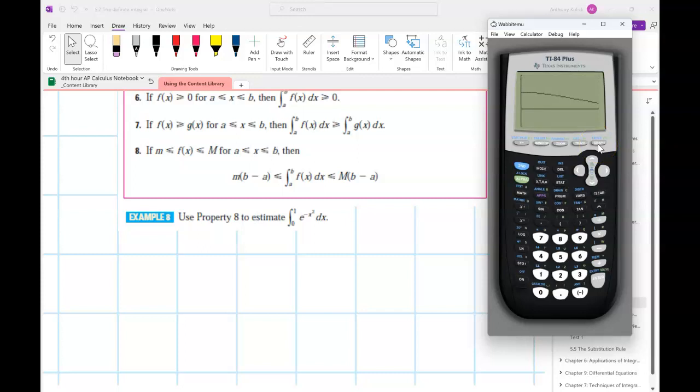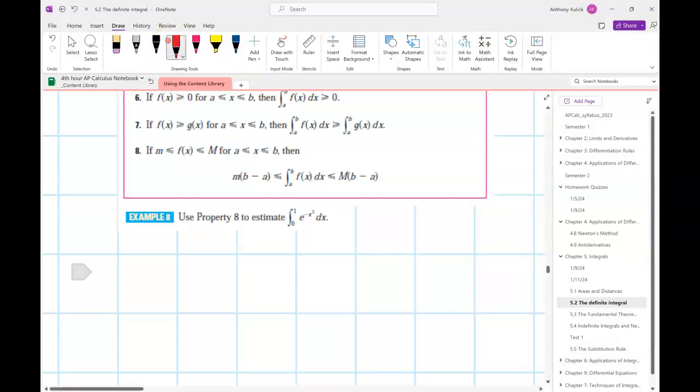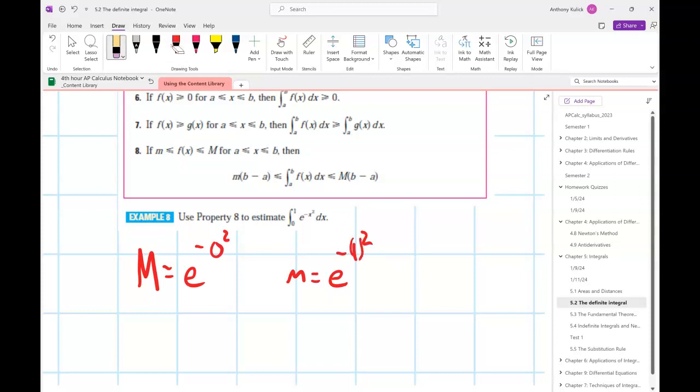Cool. Looks like it's decreasing the whole time, right? So cap M should be f of 0, and little m should be f of 1. Everybody's okay there? So this is 1, and this is e to the negative 1.